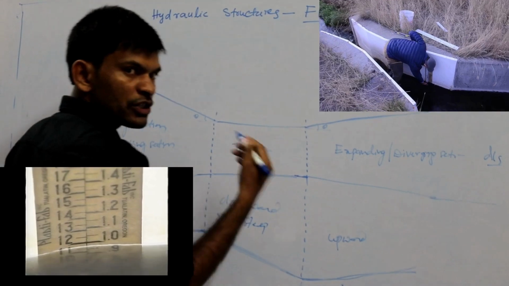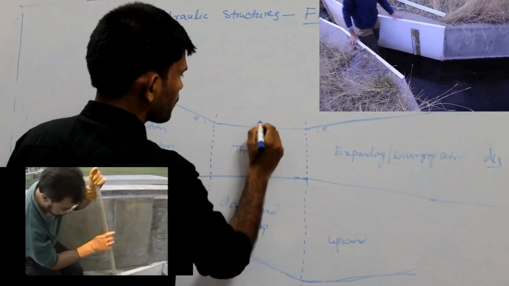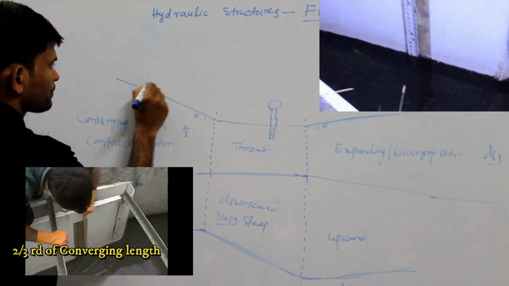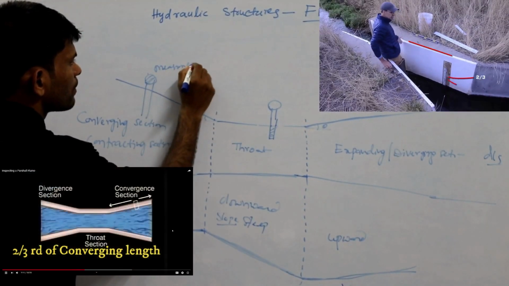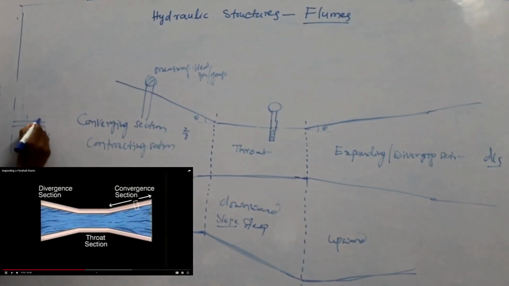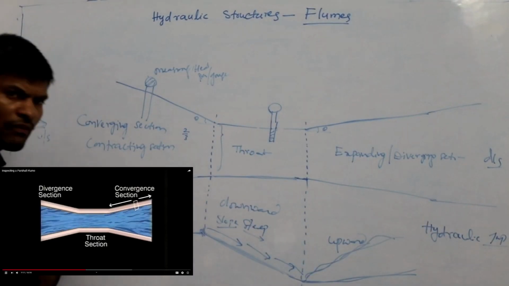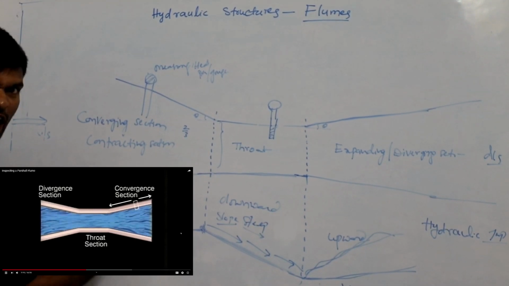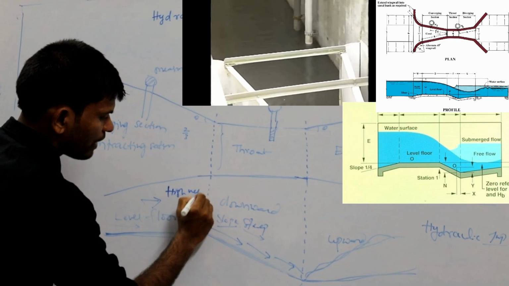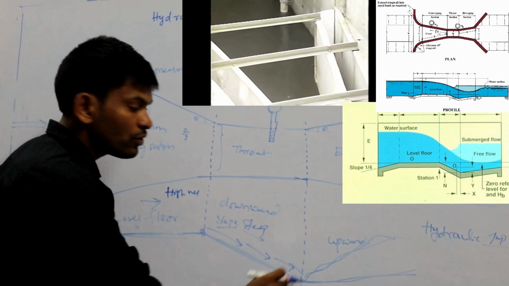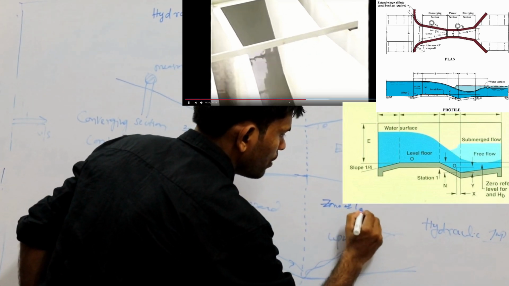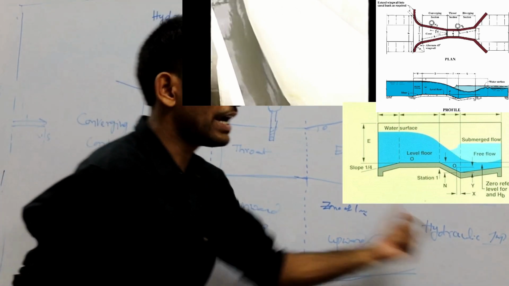The measuring gauge for the head is provided here. Gauge. From the upstream, when the water is coming with a high speed, the high velocity of water is discharging into a zone of low velocity. That's simply called a hydraulic jump.